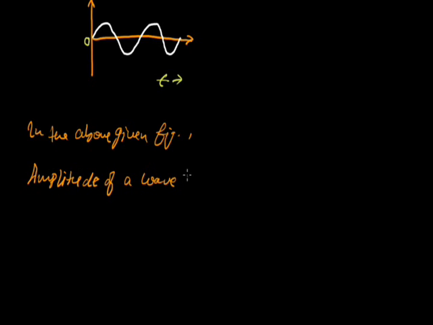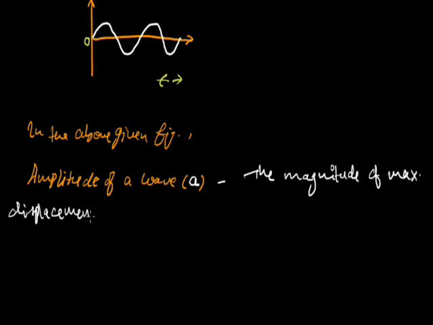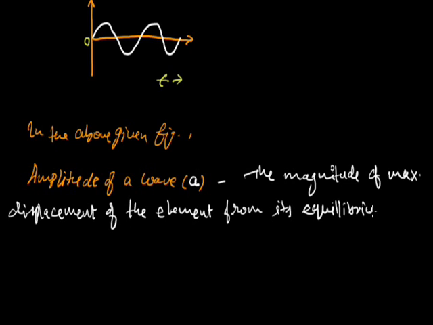which is expressed by A, usually it is the maximum displacement, it is the magnitude of maximum displacement of the element from its equilibrium position as the wave passes through it.